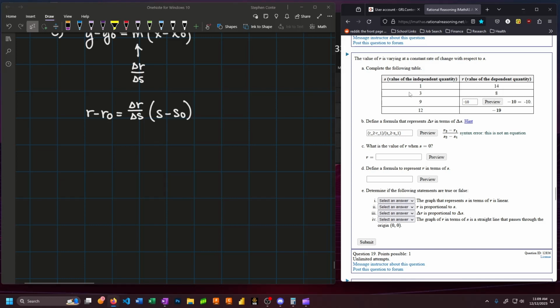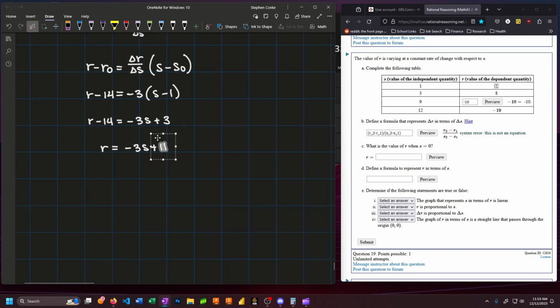So I know that when s sub 0 is equal to 1, the function value is going to be 14. So that means r sub 0 would be 14. So let's plug that in. So I'll have r minus 14. I know that delta r over delta s is negative 3 from above. I have s minus 1. So let's expand, right? I have r minus 14 equals negative 3s plus 3. If I add 14 to both sides, I have r is equal to negative 3s plus, oh, I'm sorry, plus 17. So now, if I want to figure out what the function is when s is equal to 0, well, negative 3 times 0 is just 0, plus 17, r would have to be 17.